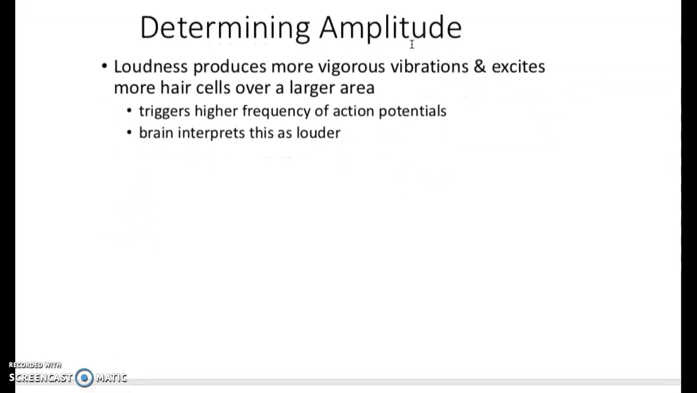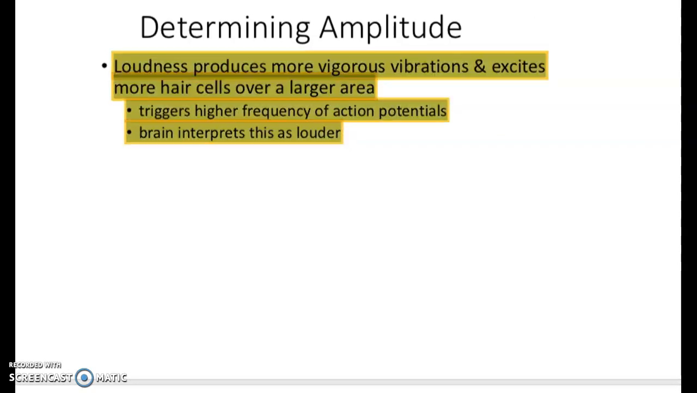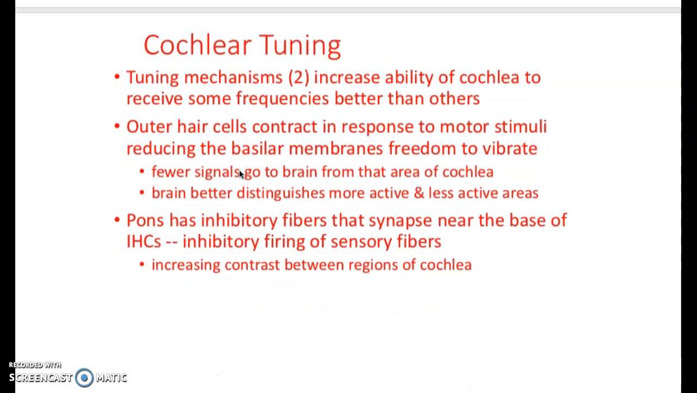The way we determine amplitude is based on the number of hair cells being triggered. So the more hair cells being triggered leads to more potassium rushing in, which leads to more action potentials and more neurotransmitter being released, so the brain can interpret this as louder.